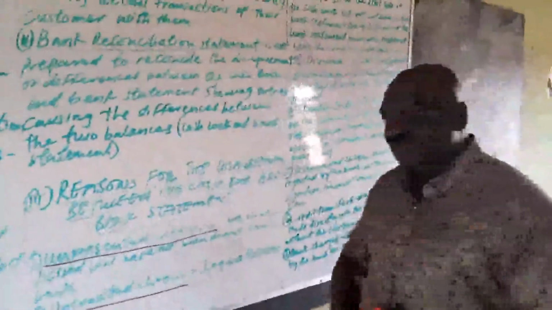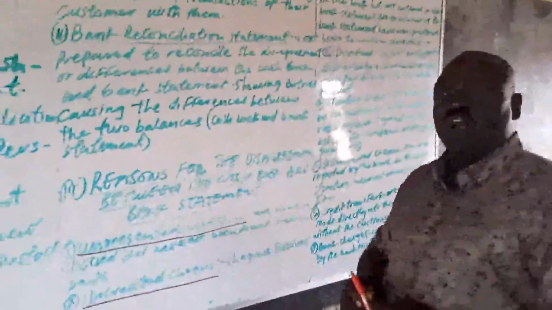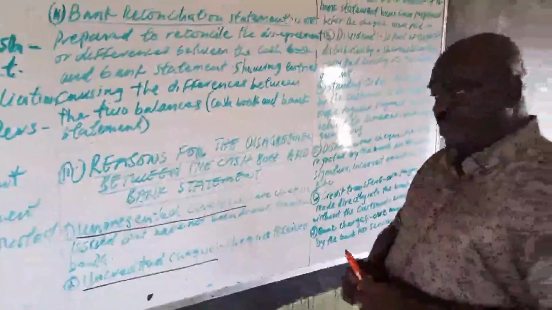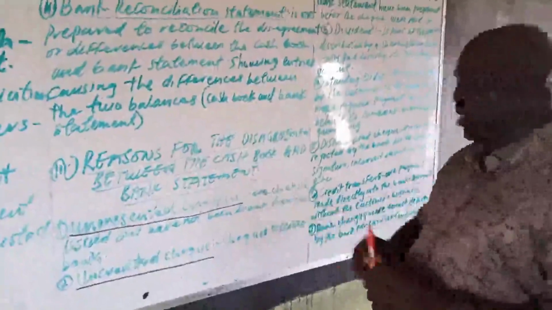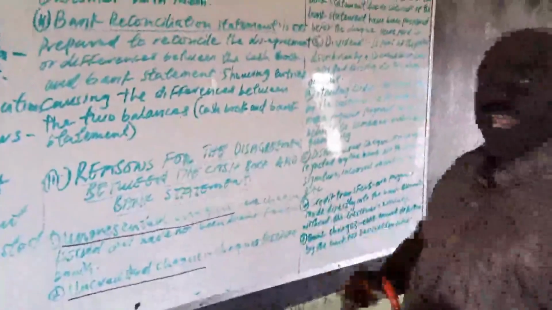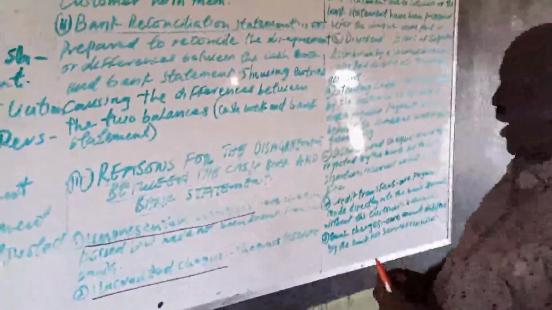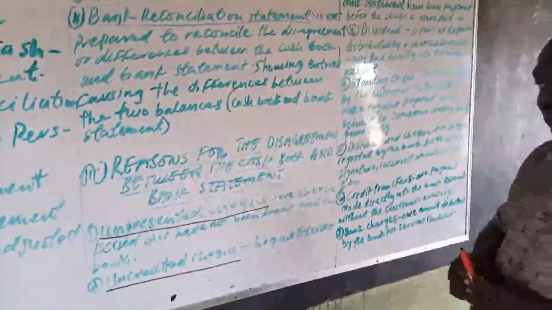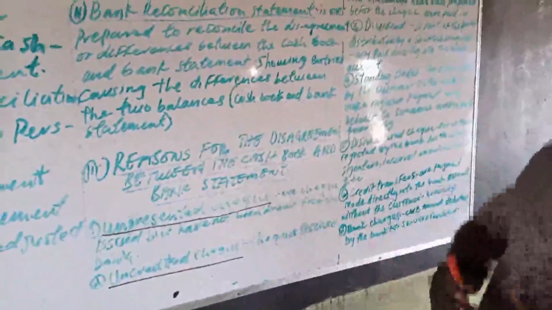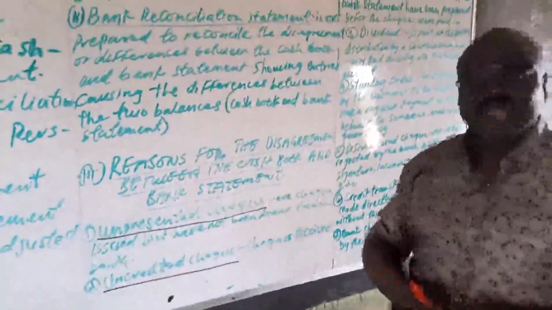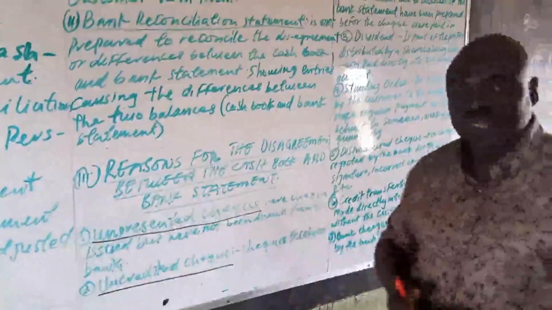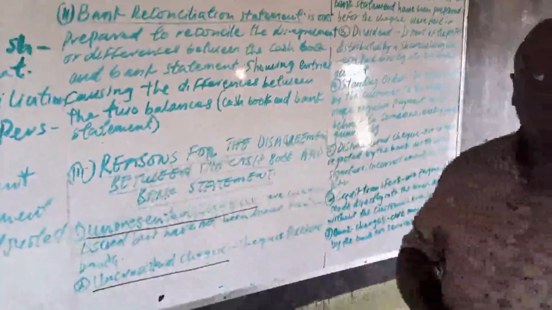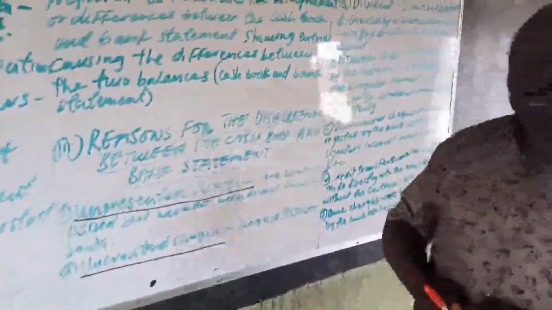We have numerous reasons. Number 1, we have the unpresented check. Now, talking about the unpresented check, these are checks issued but have not been drawn from the bank. These are checks issued by the bank customer but have not been drawn from the bank as at the time of the preparation of the bank reconciliation statement.